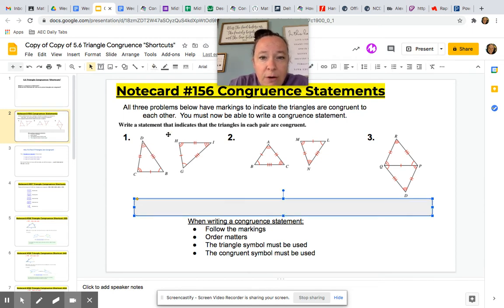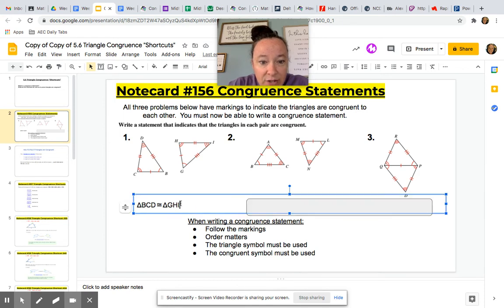Right here, when I go to write a congruent statement, I always have a method to my madness. Look what I did. I did B, C, D. So I went from the 1 arc on the angle to the 2 arcs to the 3 arcs. So triangle BCD is congruent to triangle. Then I have to find over here the one that has 1 mark, G, to H to I.